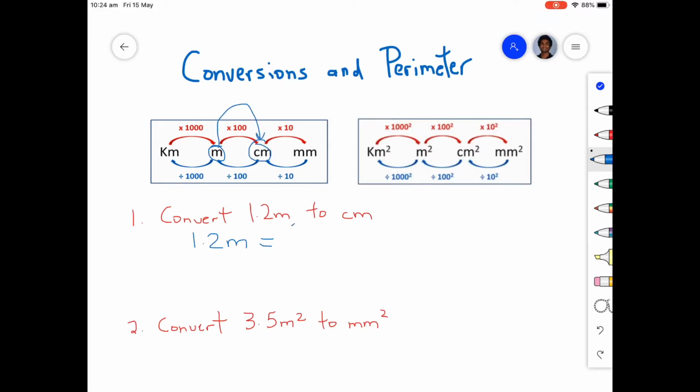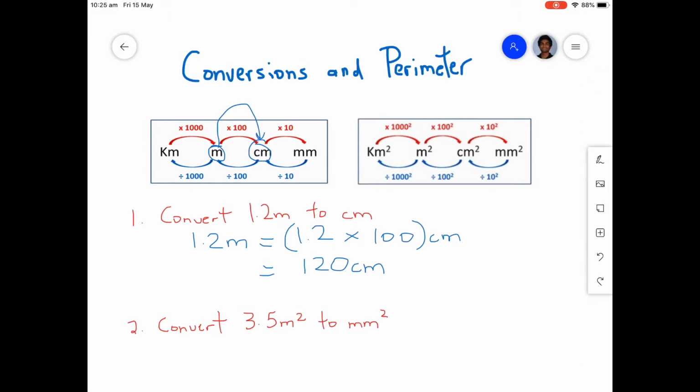So in brackets, our first step is going to be 1.2 times by 100 in brackets, and on the outside, we write centimeters, which is the unit that we're converting into. Our next step is just to simplify the brackets. So 1.2 times by 100, well, we move our decimal place 2 points to the right, and we end up with 120 centimeters.